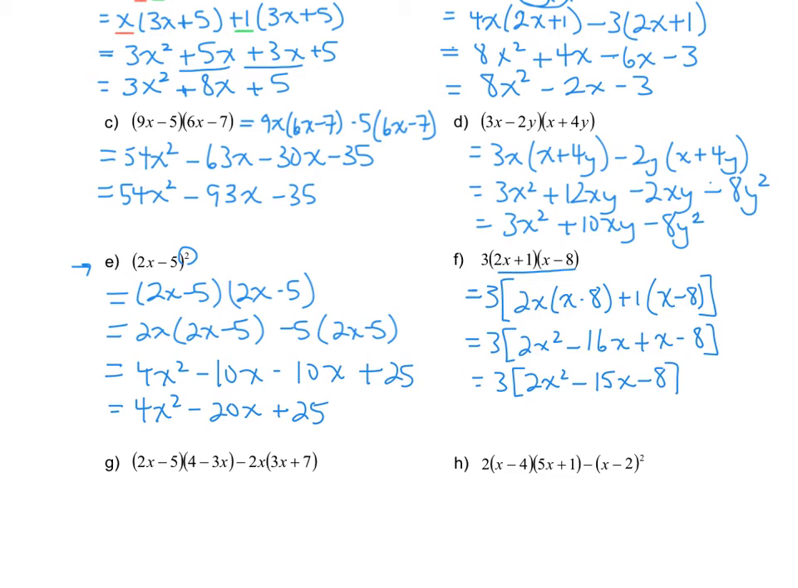I just collected those like terms, and now I'm going to multiply the 3 through that bracket as a final step. So the 3 multiplies the 2x squared, gives you 6x squared. 3 groups of 15 would be minus 45 with an x. 3 times minus 8 is minus 24.